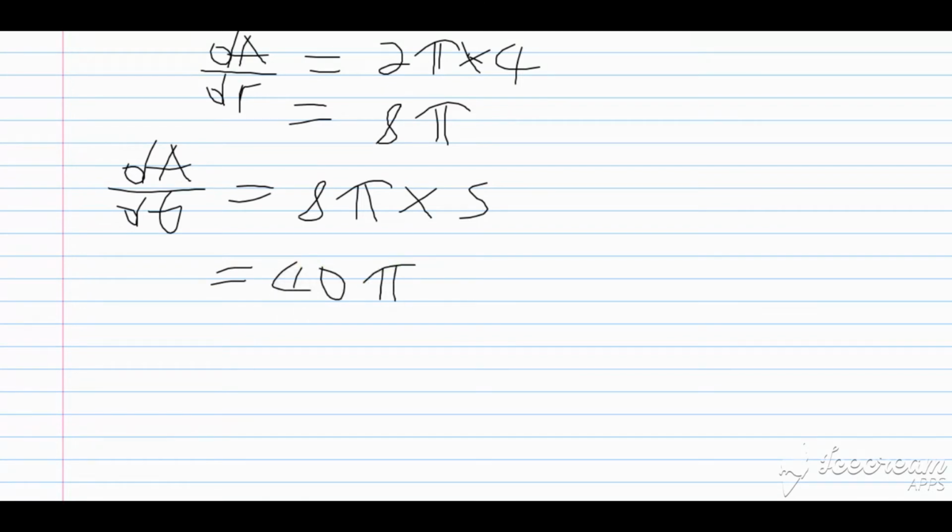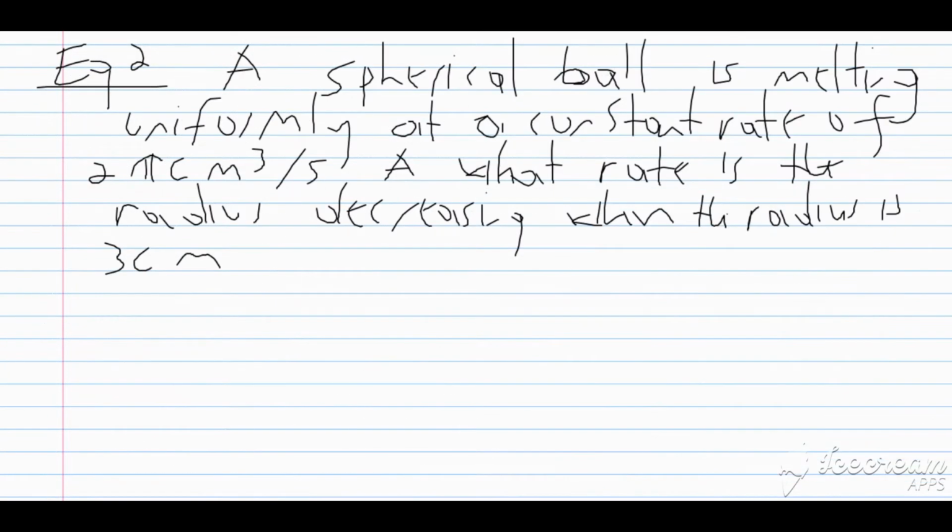Bear in mind the units that we have here. We have area with respect to time. The area is going to be in centimeters squared. So I'm going to have 40 pi centimeters squared per second. All right, that is one way of writing it. Or I could say 40 pi centimeters squared second to the minus 1. Also means 40 pi centimeters squared per second, whichever one you use.